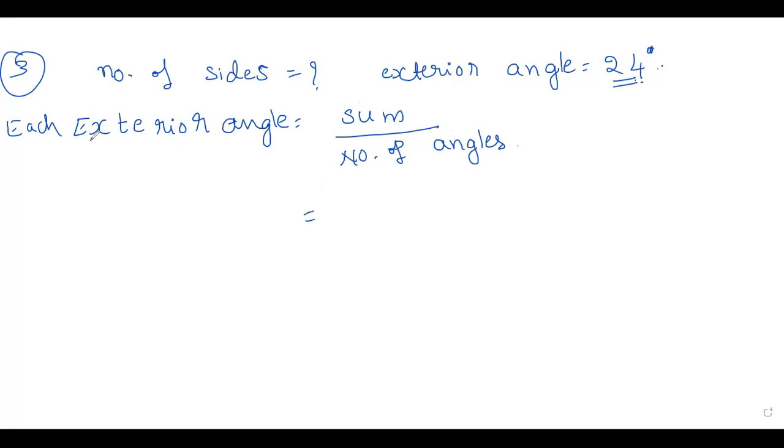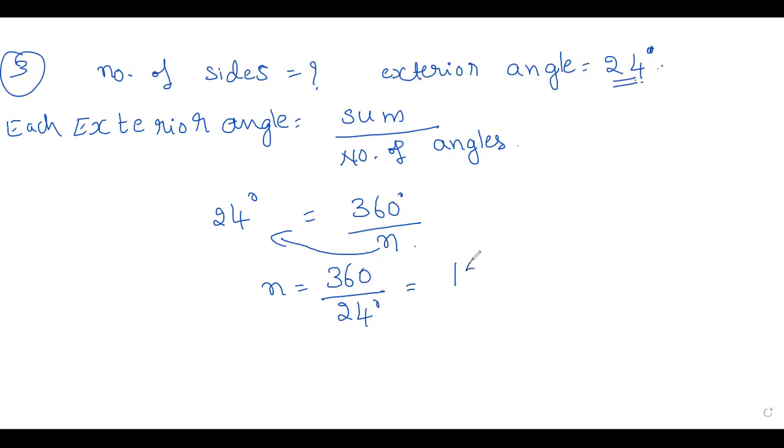So here, they have given each exterior angle 24 and sum is 360 degree. Number of angles, that is n, right children? So what will you do here? N goes to numerator, that is 360 by 24. That is equal to, you will get the answer 15. Okay children, 360 degree by 24 degree, number of angles, the figure has 15 sides.